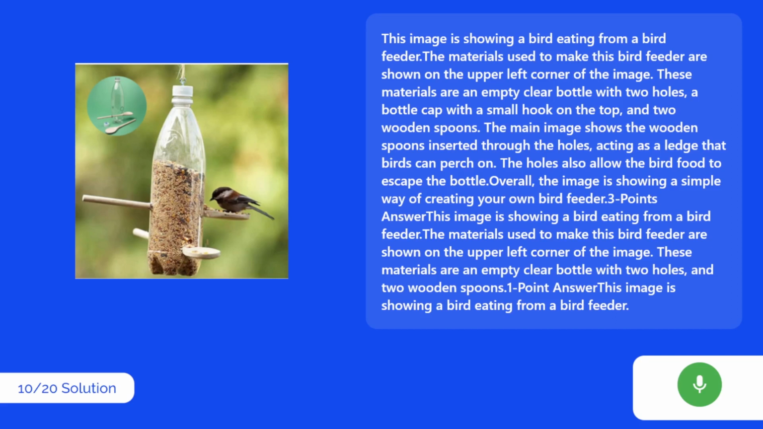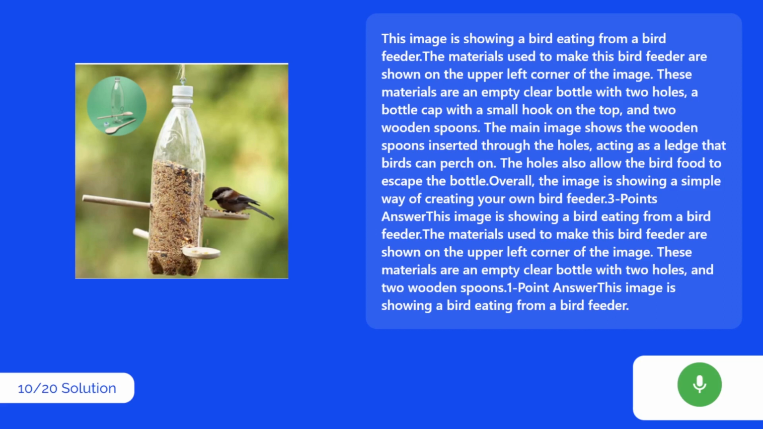and 2 wooden spoons. The main image shows the wooden spoons inserted through the holes, acting as a ledge that birds can perch on. The holes also allow the bird food to escape the bottle. Overall, the image is showing a simple way of creating your own bird feeder.